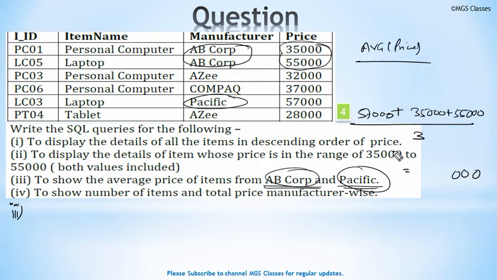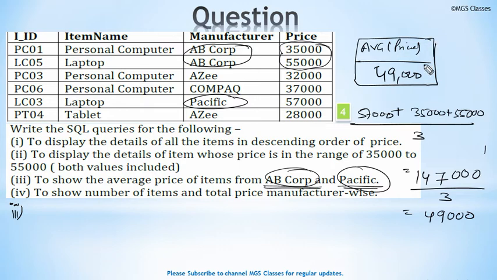So 5 plus 5 plus 7, this will be 8, 13 and 14, and then divide by 3. 3 fours are 12 and 2, 3 nines are 27, so 49,000. That is the output he wants. He wants to display the average price of these items whose manufacturer is AB Corporation and Pacific. So how will you write this query? Let's see. For calculating the average, you know we use the AVG function in MySQL.